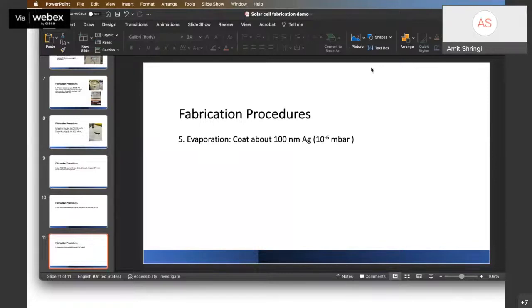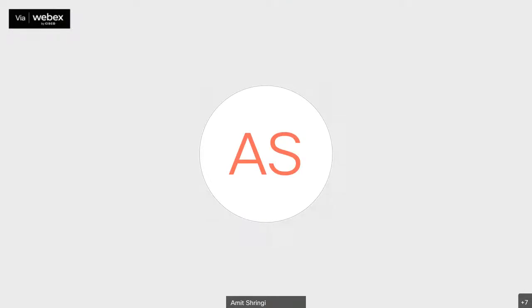So you are using a shadow mask for this one. Yeah, we are using a shadow mask. We put 4 fingers on each sample. We use a 1.5 centimeters by 1.5 centimeters sample. Using a shadow mask, we have 4 fingers on each sample, each having 0.13 centimeters squared area. Okay, I get your point. Thank you so much.